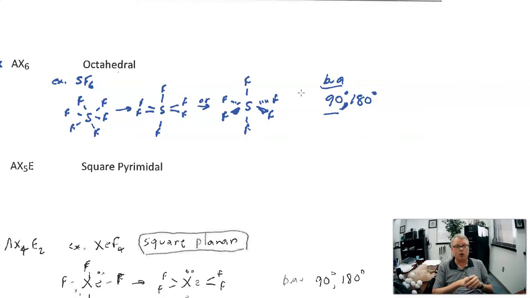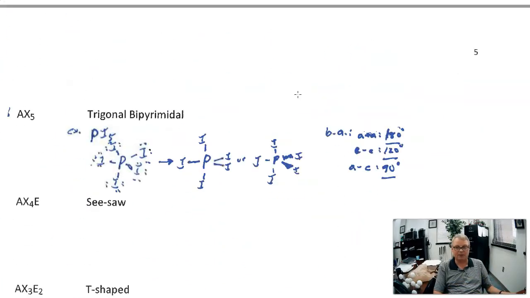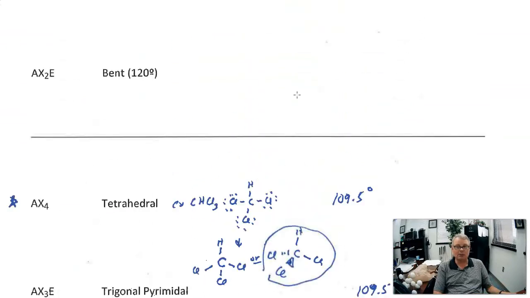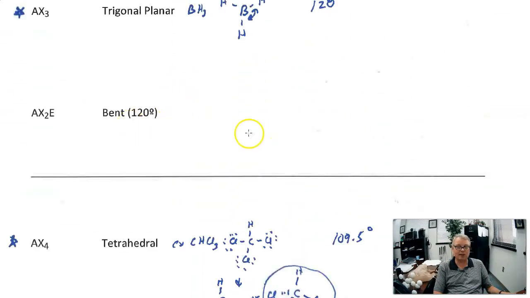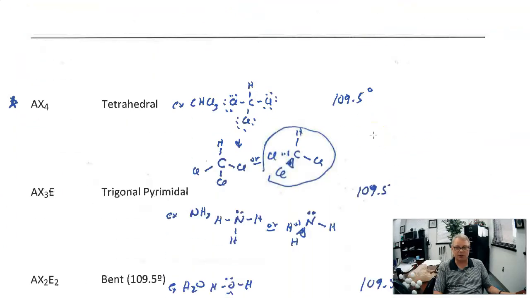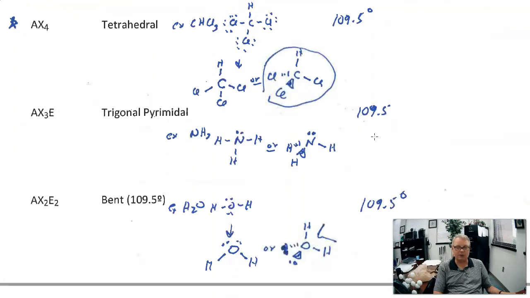Once you've got those five main shapes done, now we can start throwing unshared pairs into the mix and see what happens. Let's do a couple here, and I'm going to let you fill in the rest, because you can find examples for this in your book. It would probably do you some good to fill it in and try to draw it anyway.